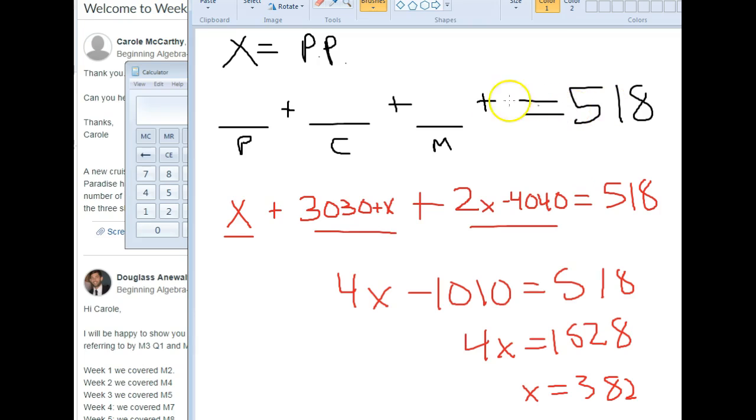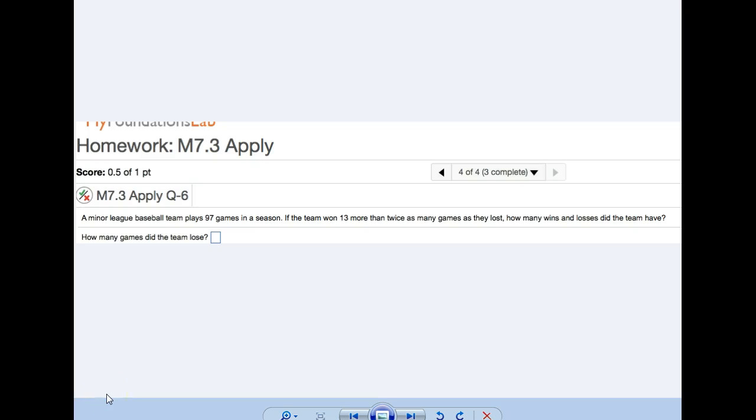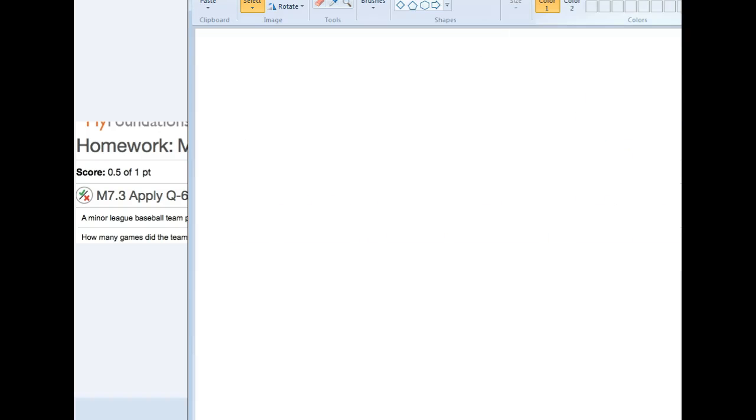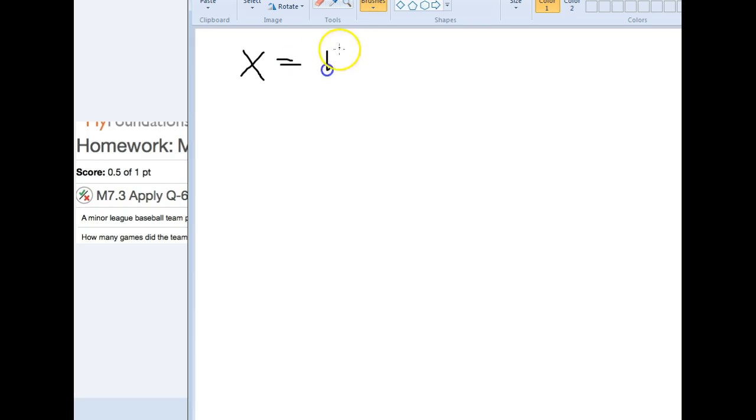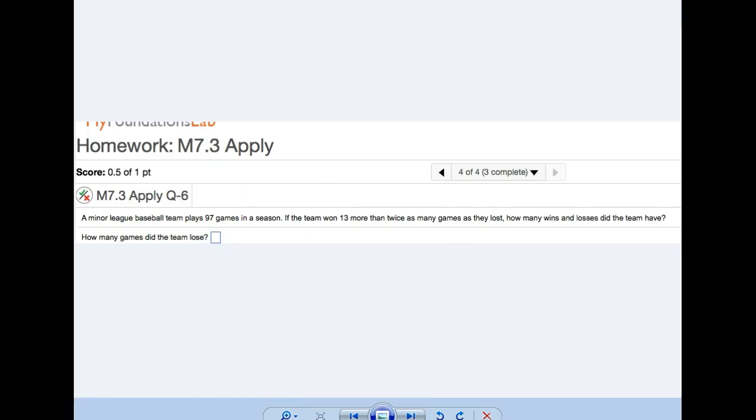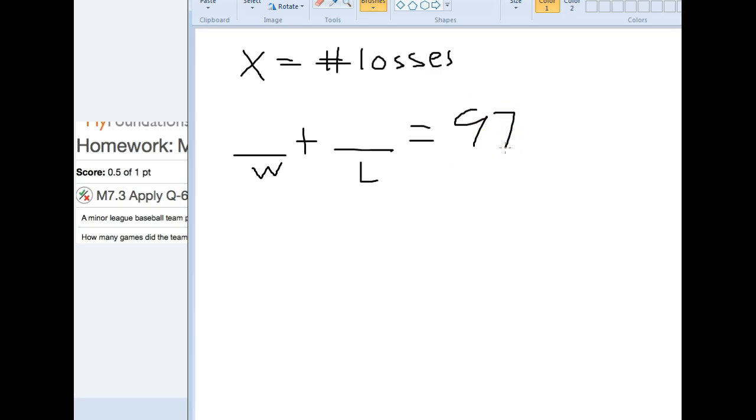So now let me move towards your screenshot problem. Kind of a similar type of problem here where we've got word phrases we need to translate into algebra, then solve. They play 97 total games in the season, and then it relates their wins to their losses. I'm going to pick one of them. The way it's phrased, it's describing the wins in terms of the losses. So because of that, I'm going to make X the number of losses. We have the same setup: your wins plus your losses equal the total number of games you play, which is 97.